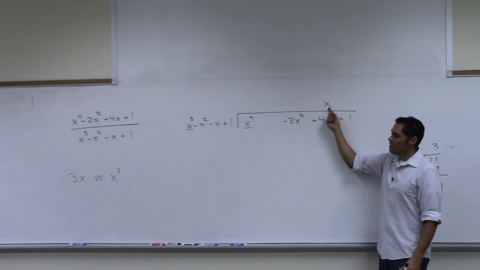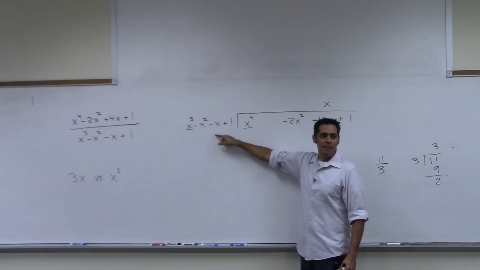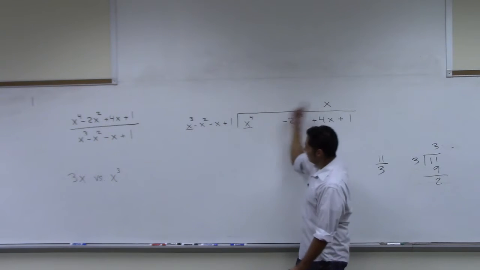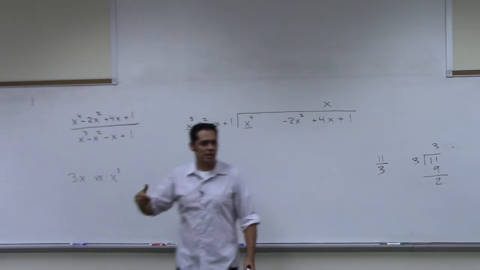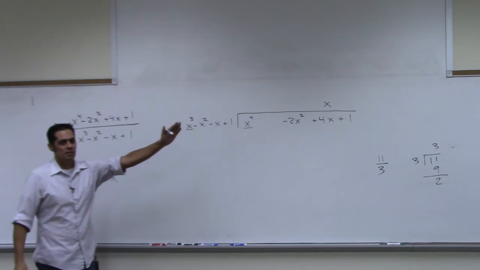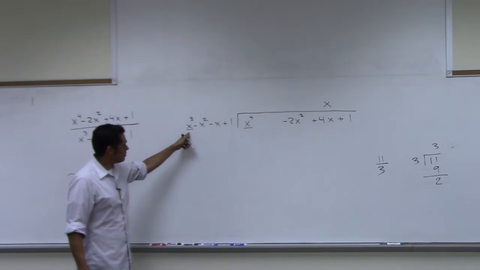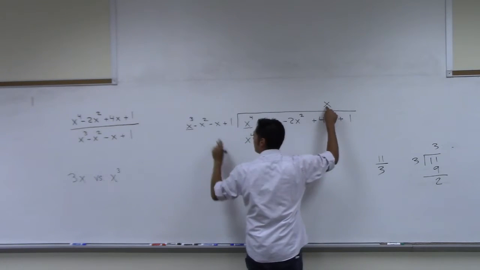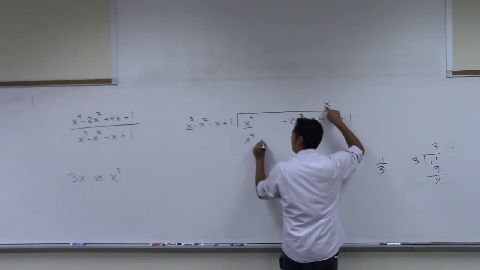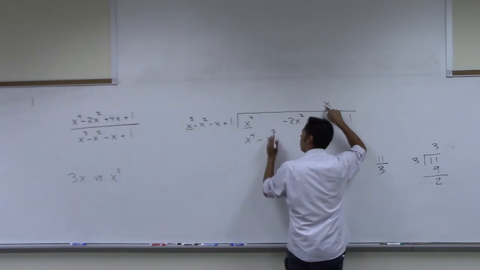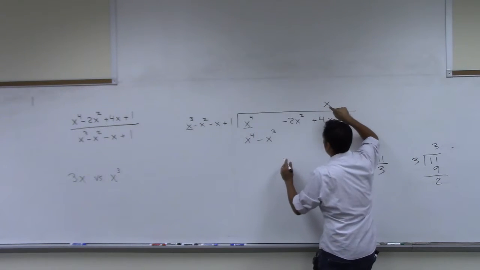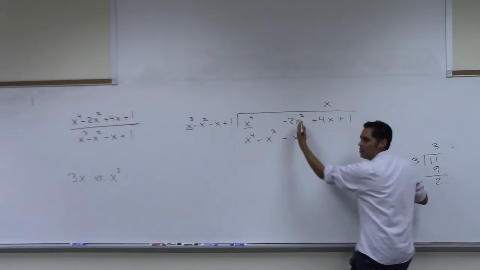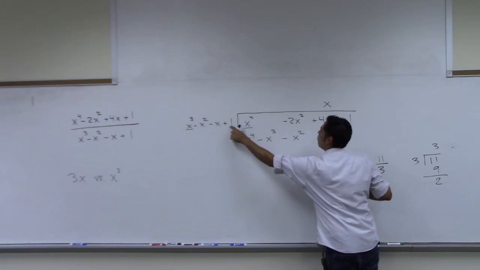I'm going to take this x, and I'm going to multiply it times this. That means x times this, x times that, x times that, x times that. Like distributing, right? It's like you're distributing an x through this. So what's x times this? X to the fourth. Okay. What's x times negative x squared? Negative x to the third. Notice I put it in this column. Okay, what's x times negative x? Negative x squared, lined up with the x squareds. X times 1? Plus x.